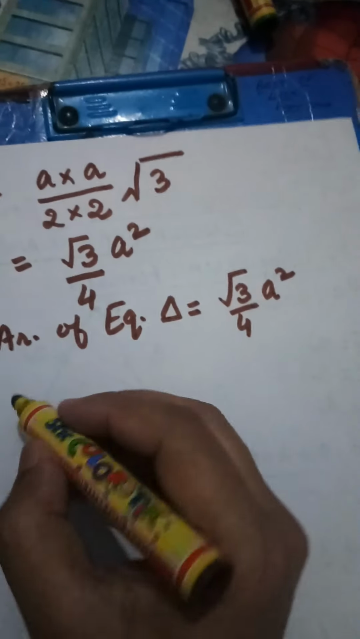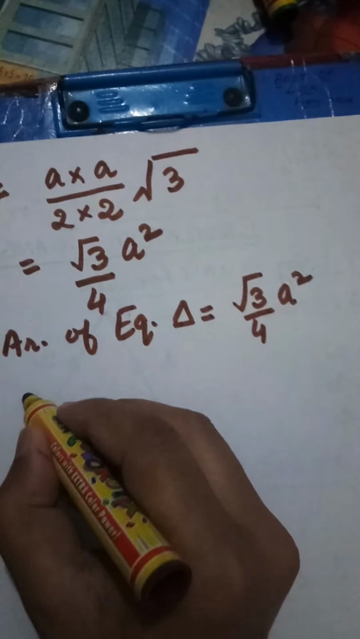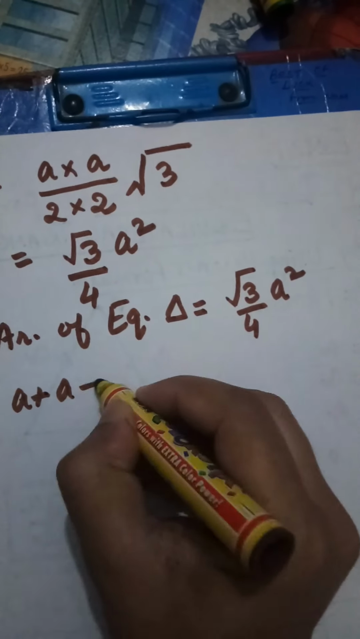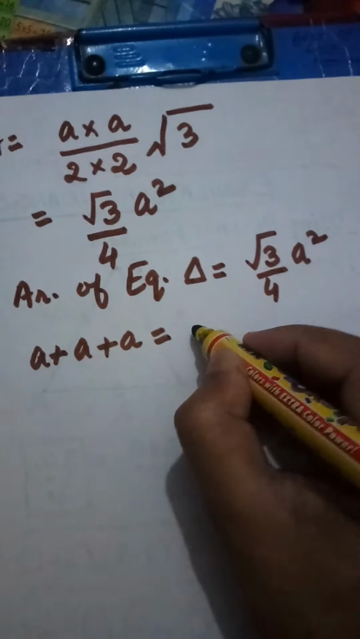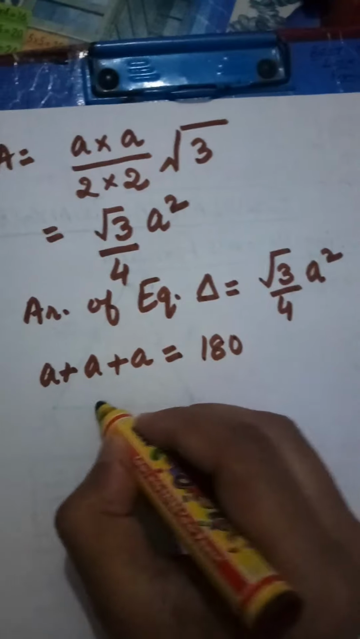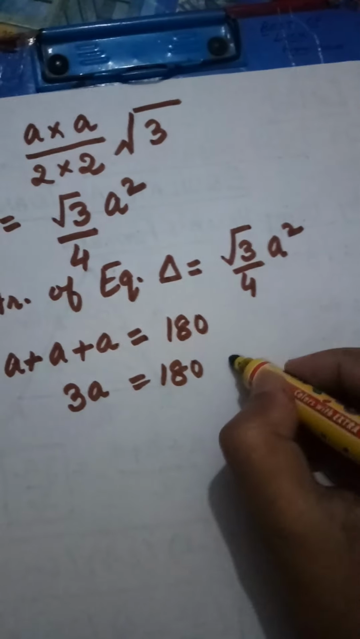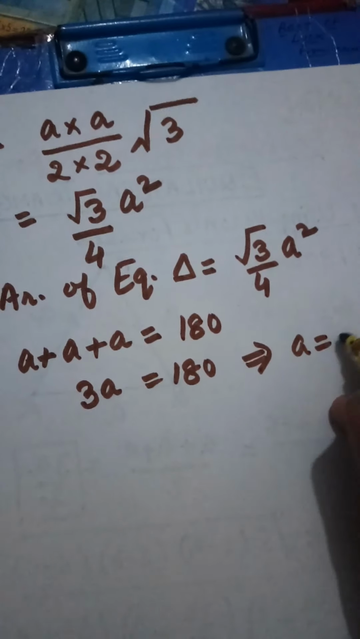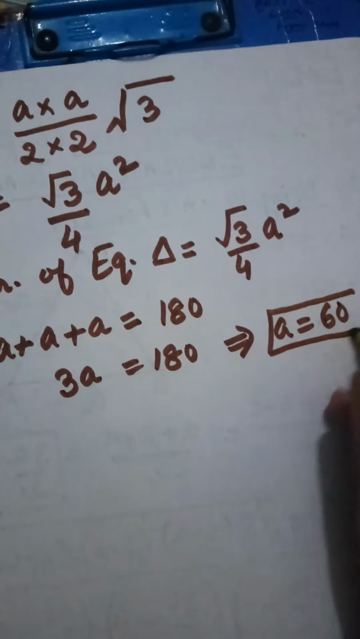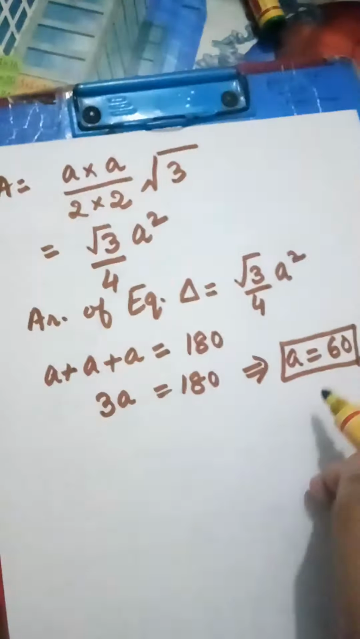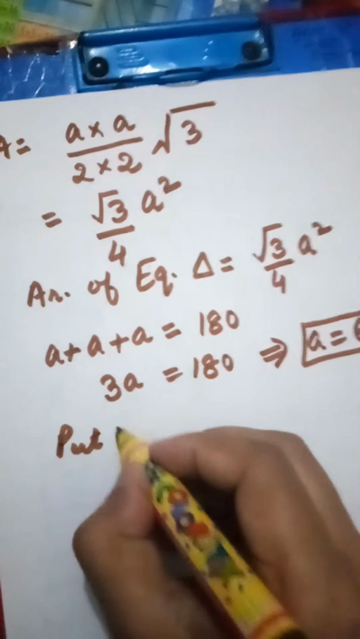Now very easily you can find the answer. What were you given? A plus A plus A, the sum of the three sides, was given as 180. So 3A equal to 180, and this implies A is equal to 60. So let's put it in the formula.